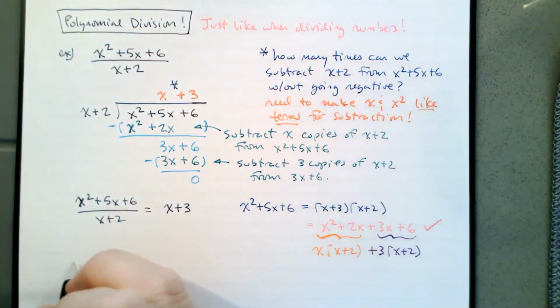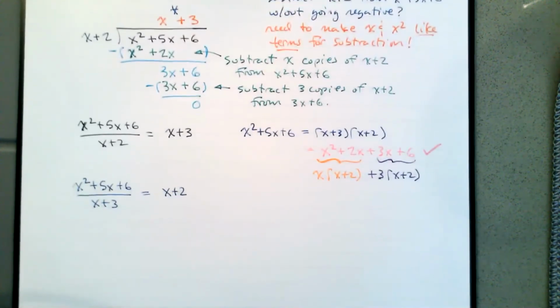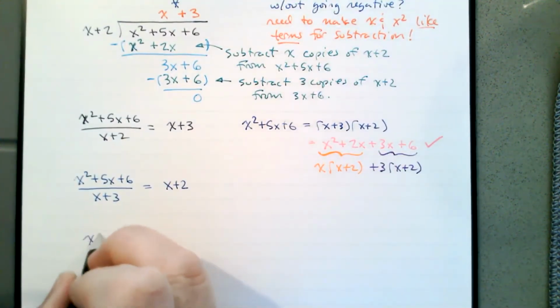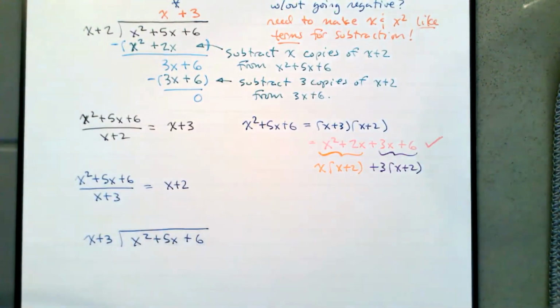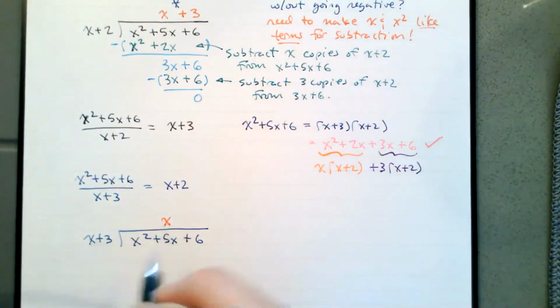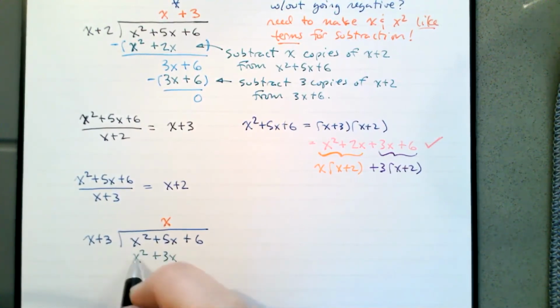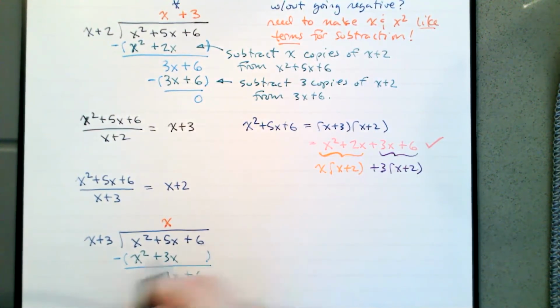What if we look at x squared plus 5x plus 6 divided by x plus 3? Well, this should be x plus 2 because of the way multiplication and division work together. Let's do that division. Take x plus 3 and divide that into x squared plus 5x plus 6. To subtract an x from an x squared, I need to multiply by an x. I need to bring them up to being like terms. If I multiply by x, I get x times x plus 3 is x squared plus 3x. And then when I subtract x squared plus 3x from x squared plus 5x plus 6, the x squareds cancel out. 5x minus 3x is 2x, and plus 6, because 6 minus 0 is plus 6.